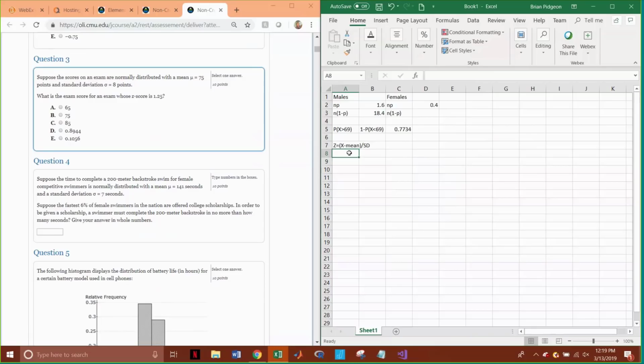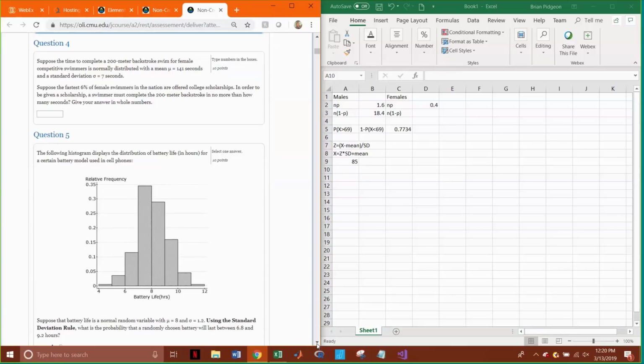Solving for X is just a little bit of algebraic manipulation, but we get that X is equal to Z times the standard deviation plus the mean. So from there, I know the z-score is 1.25, I know the standard deviation is 8, and I know the mean is 75. Just plugging all those in, we get that that score had to have been 85.